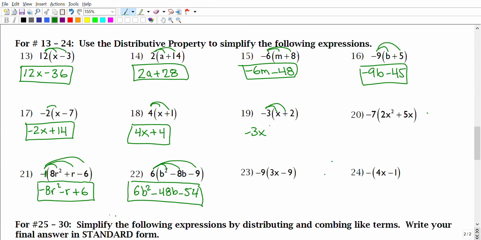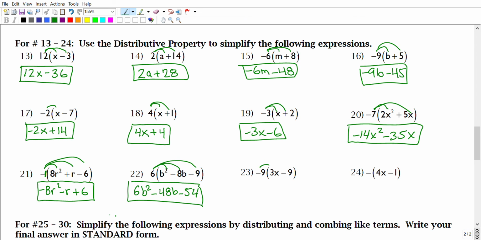So negative 3x minus 6. You guys notice I'm going a little quicker because I think you guys are pretty good at this by this point. So let's see if we can keep up. So negative 7 times 2, that's a negative 14. But remember you have that x squared there, so you have to rewrite it. And finally, negative 7 times 5 is negative 35, but don't forget that x that was attached to the 5.